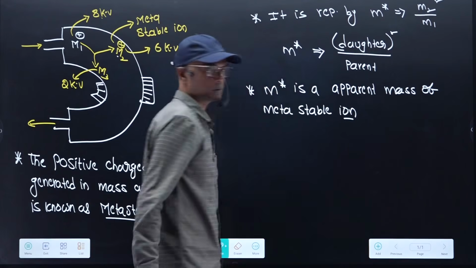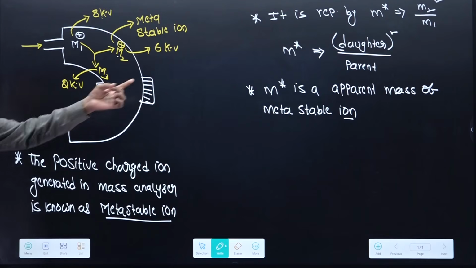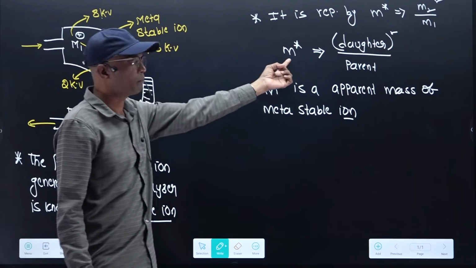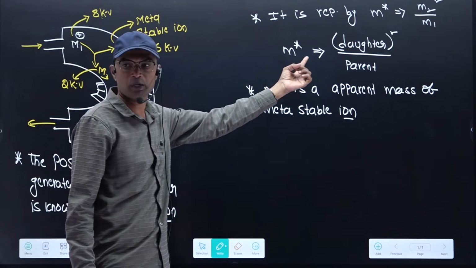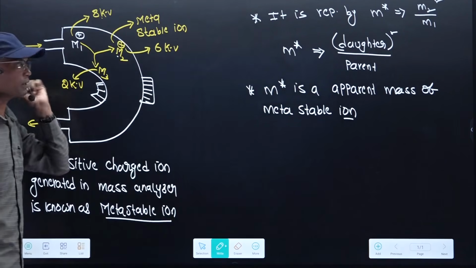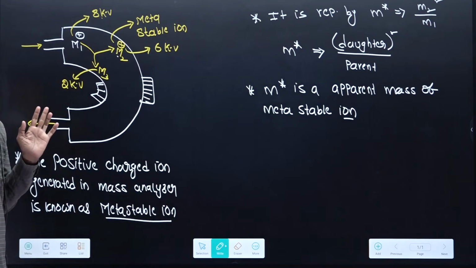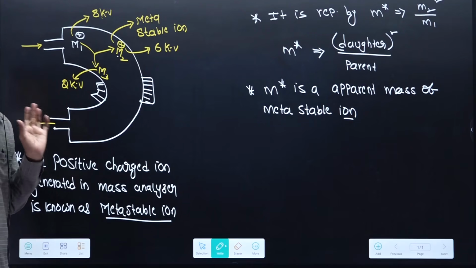Apparent mass of metastable ion. It is represented by m star equals m2 square by m1, that is daughter square by parent. Here m star is, don't write it directly as m by z value. M star is nothing but the m by z value or apparent mass of the metastable ion. So who is the metastable ion? Either m2 or m1? M2 only, not m1. The daughter is the metastable ion.